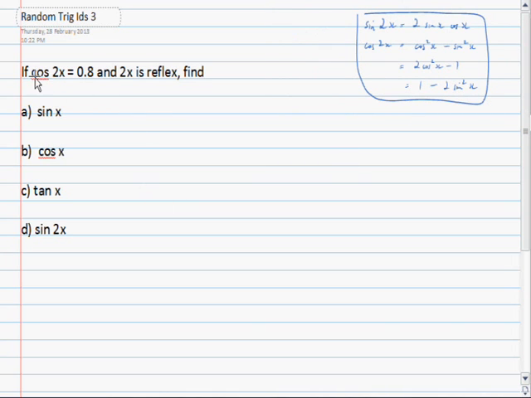Okay, now we've got cos 2x equals 0.8. I don't like 0.8, I'm going to write 4/5. And it's reflex. What's reflex mean? Well, we're in the unit circle, so in the first quadrant angles are acute, in the second quadrant they're obtuse, and if they're in the third or fourth they're reflex. So our angle 2x is probably around there somewhere.